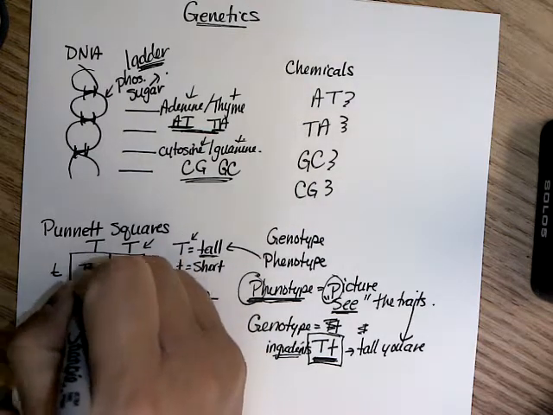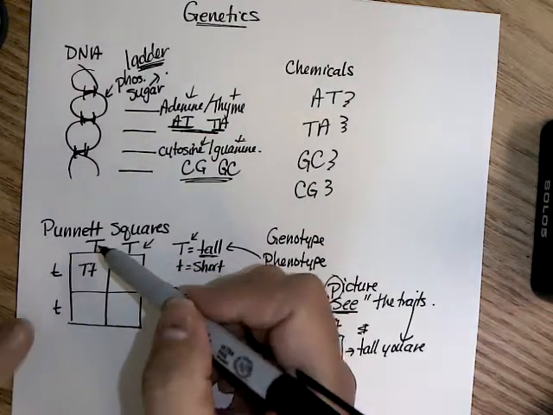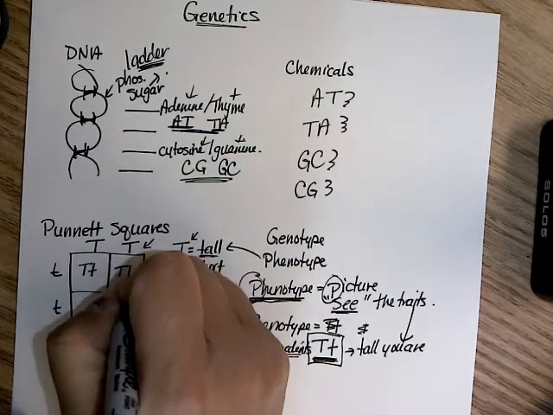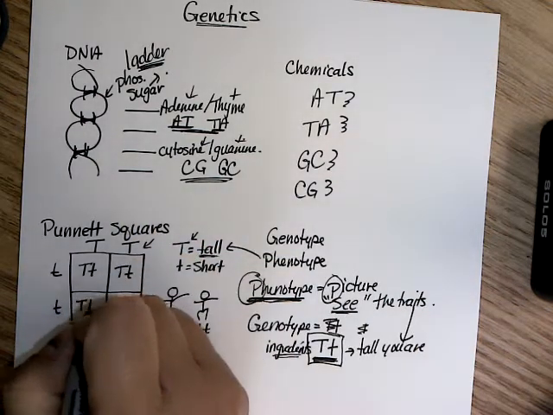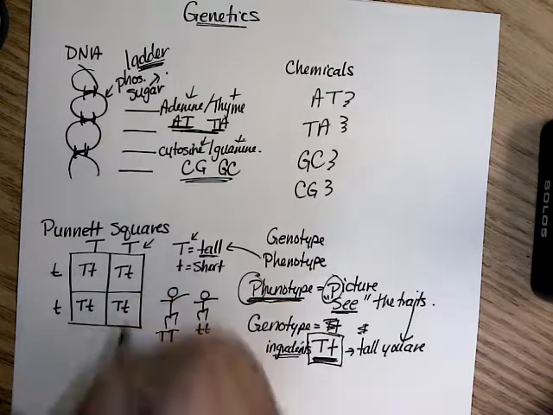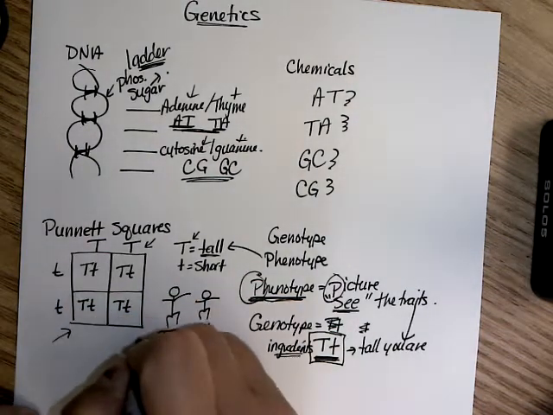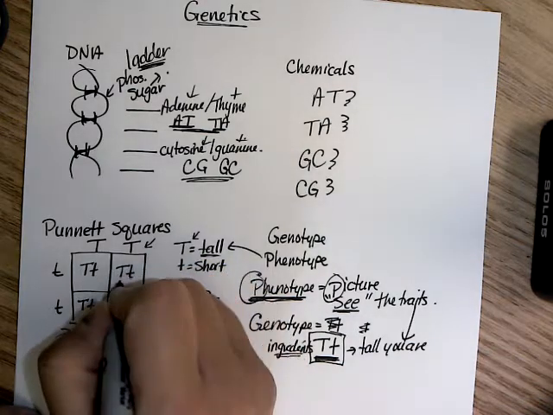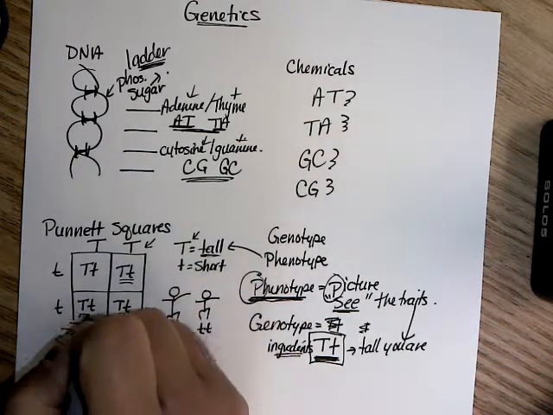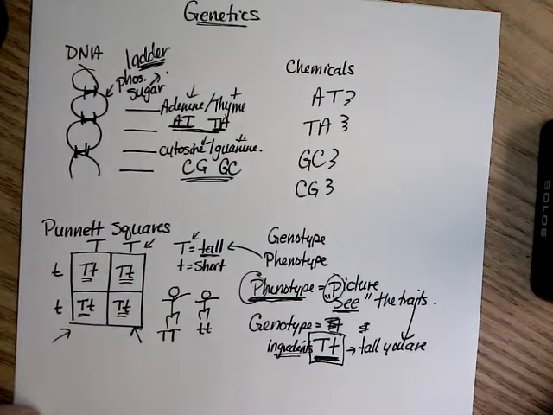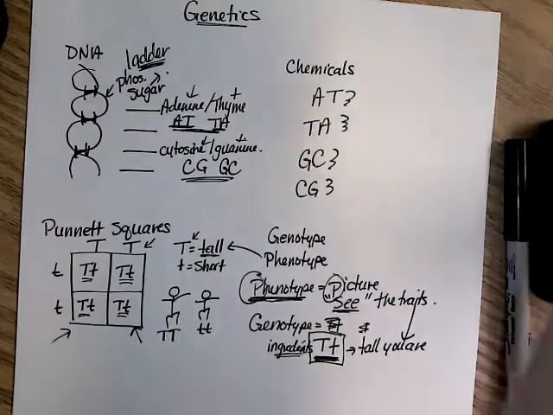I'm going to have big T, little t. So all I'm doing is taking those two and putting them together. Big T, little t, big T, little t, big T, little t. Now remember, these are genotypes. Those codes are all genotypes. It's the code that tells your body what to make. So let's figure this out here. I'm just going to grab another pen.